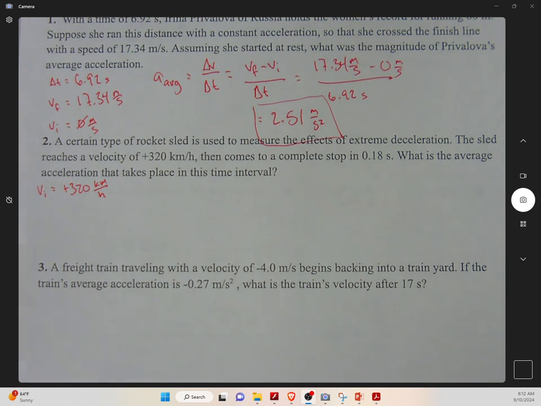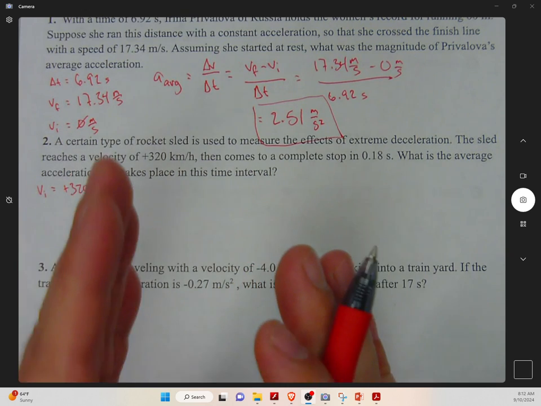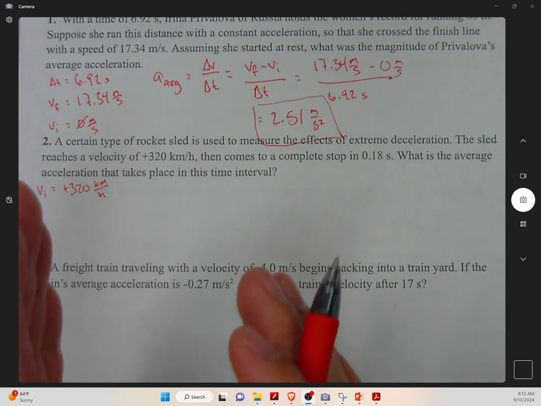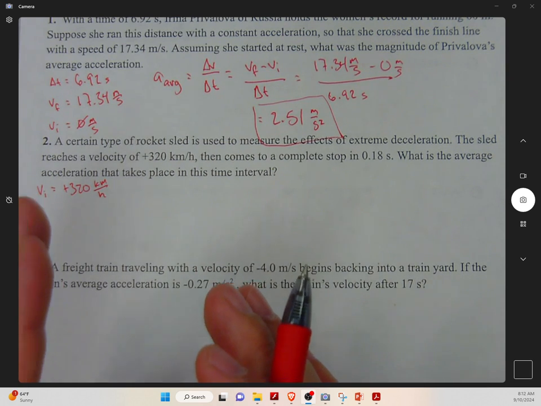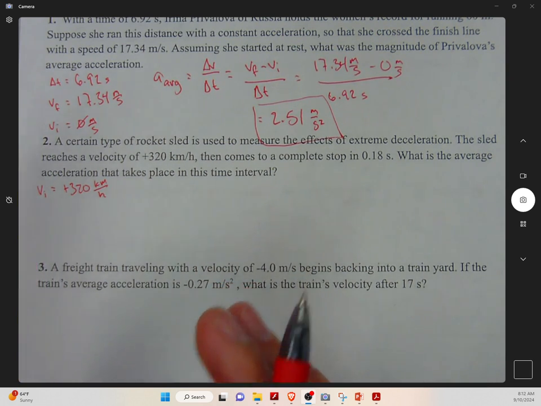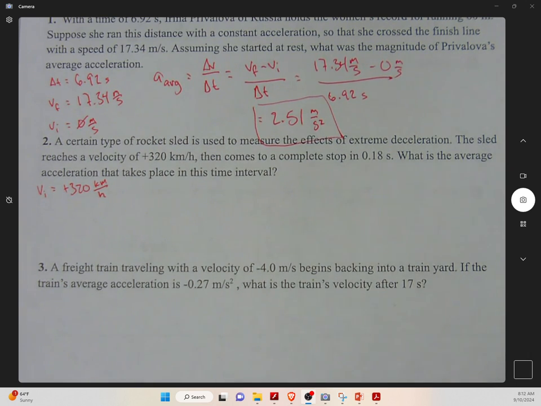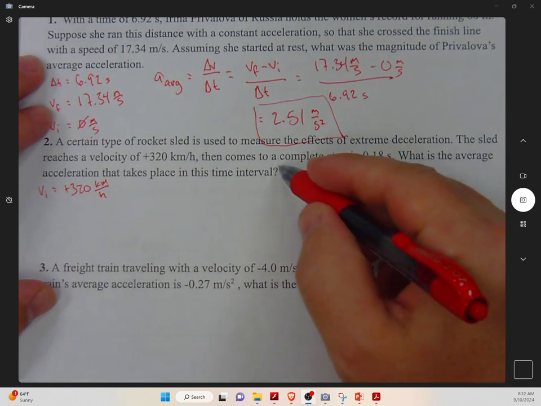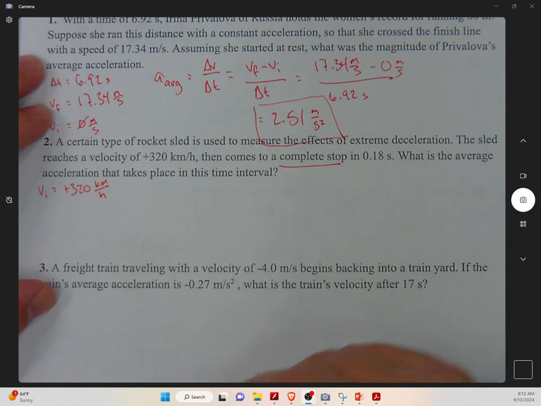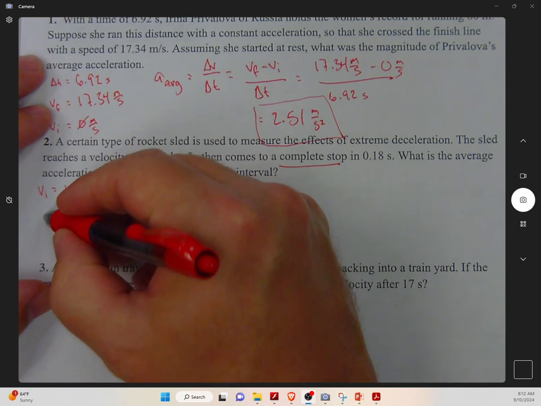No. Frame of reference says that we're only paying attention to the sled once it's at 320 kilometers per hour, right? So in terms of just common sense, well, yeah, you did have to speed the sled up, sure, but this problem starts once the sled's at 320 kilometers per hour. So our initial velocity is 320 kilometers per hour, and it comes to a complete stop in just 0.18 seconds.